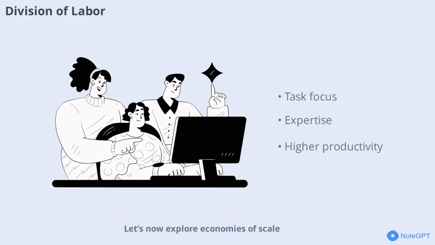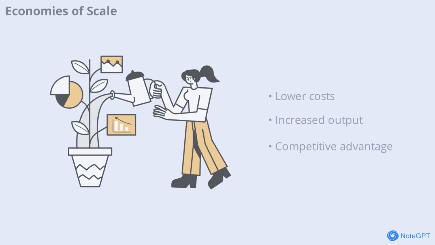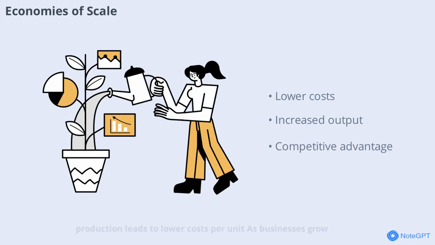Let's now explore economies of scale. Economies of scale occur when increasing production leads to lower costs per unit. As businesses grow, they can spread fixed costs over more units, negotiate better deals with suppliers, and invest in more efficient technology. This makes products more affordable for consumers and boosts profits for companies. Economies of scale are a key reason why large firms often dominate certain industries.